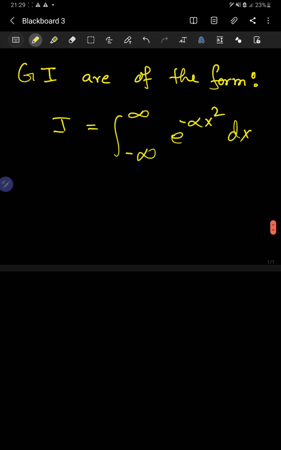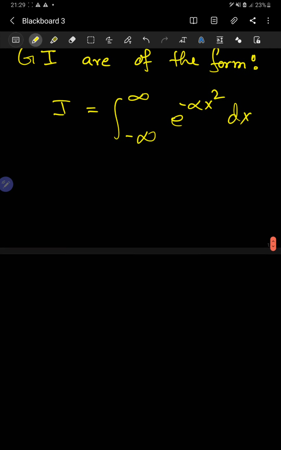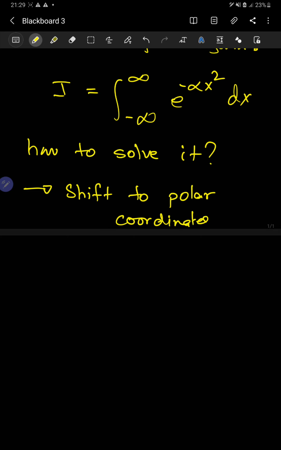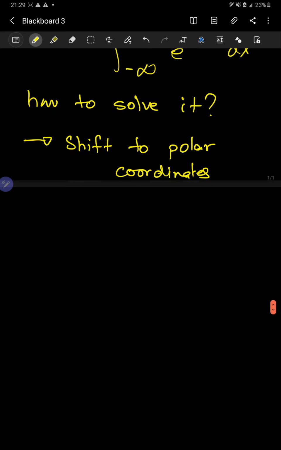so how do we solve it? One way to do it is to shift to polar coordinates. So let's first say how to solve it. Shift to polar coordinates. This is the easiest and the most well-known one. If you shift to polar coordinates, we can solve it easily. But let's say what we do.